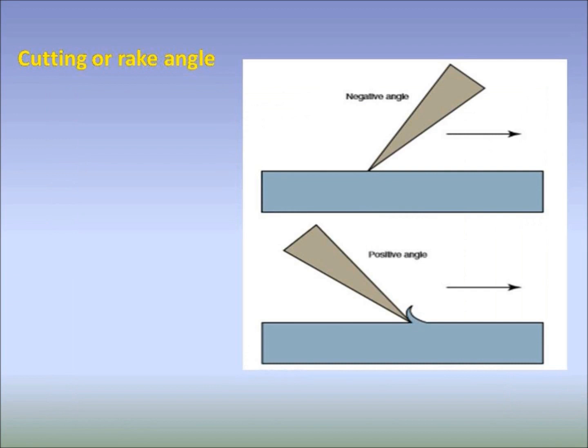Number 4, rake angle. If a file is sectioned perpendicular to its long axis, the rake angle is the angle formed by the leading edge and the radius of the file. If the angle formed by the leading edge and the surface to be cut is obtuse, the rake angle is said to be positive or cutting. If the angle formed by the leading edge and the surface to be cut is acute, the rake angle is said to be negative or scraping.